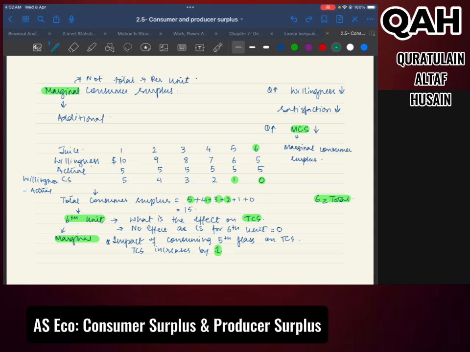What is the impact on total consumer surplus after consuming the fifth glass? Total consumer surplus changes by 1, right? But what is the total consumer surplus after consuming 5 glasses? It's the total of this. So how do we distinguish? When it says sixth unit, they're talking about marginal. When they say 6 units, then they are talking about total consumer surplus.